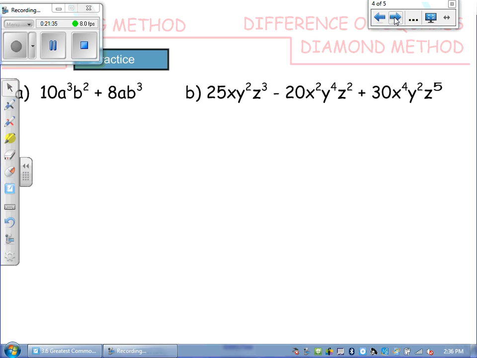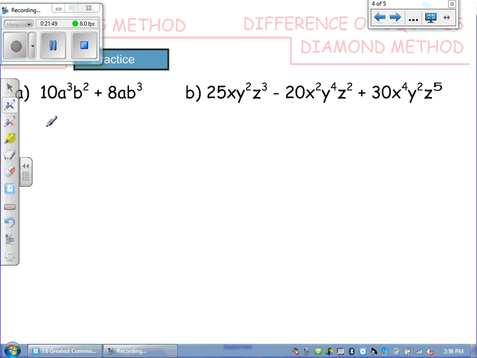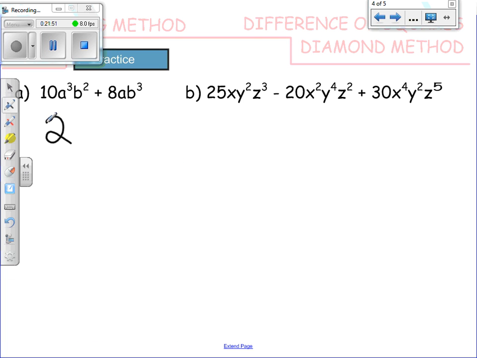So, what's the greatest number you can take out of 10 and 8? Jared? 2. How many A's can we take out, Kendall? 1. How many B's can we take out, Taylor? 2. Lowest exponent. And if it doesn't exist, you can't take anything out. So if there was a C here, you couldn't take any C's out, right? Because there wouldn't be a C there.